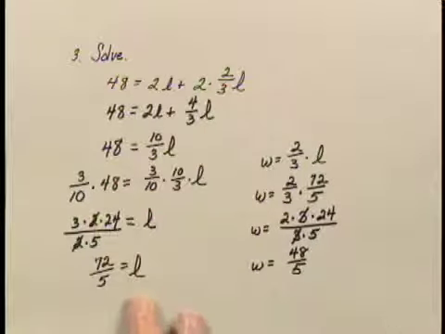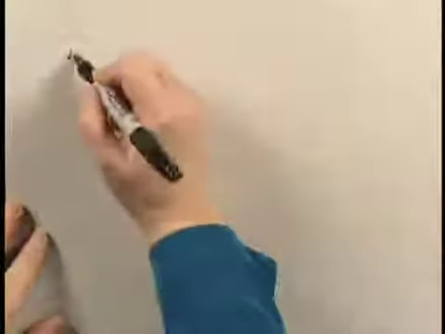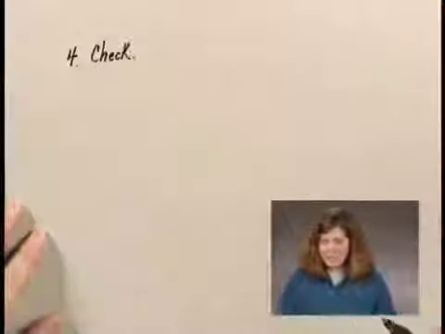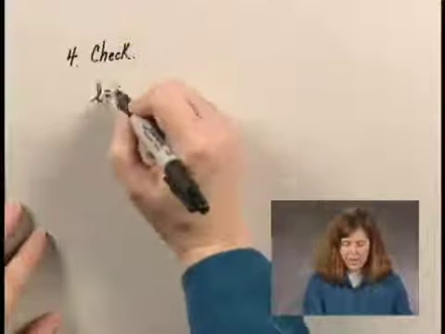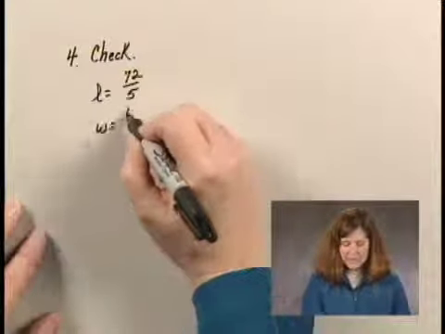Now, typically, we don't give our answers in something like this. It'd be more practical to give it as a mixed numeral. So I could also write L and W as mixed numerals. Then I'll do that in the final step. So let's go to the next step in the problem-solving process, which is to check our answer. Now we had that L was 72/5 and W was 48/5.